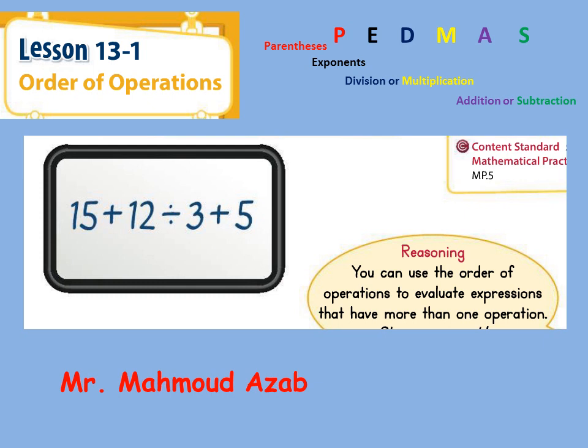This word means if we have many operations, the first thing we must do is jump inside the parentheses and perform the operations inside them. After that, search for the exponents to find the value of the exponents. After the exponents, perform the division or the multiplication. After division and multiplication, perform the addition and the subtraction operation.